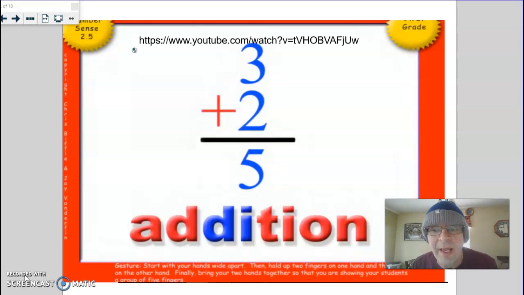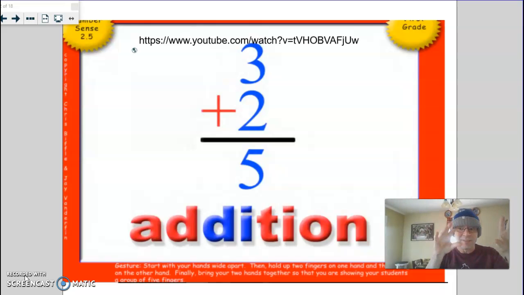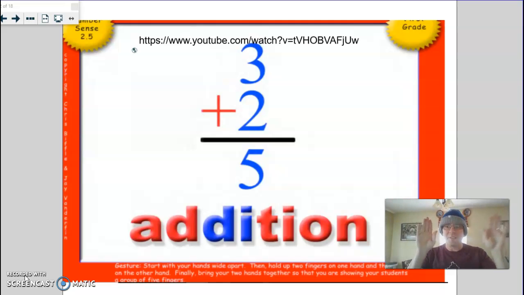Today we're talking about addition. What are we talking about? Addition, Mr. B. Mirror my actions. Addition is when we take some numbers and we put them together, right?